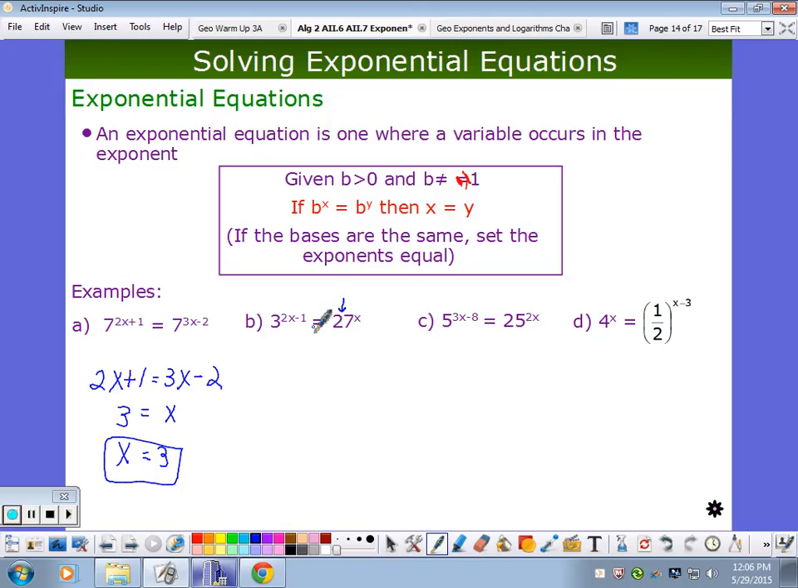Sorta, yeah. 3 cubed. 27 equals 3 cubed, doesn't it? So why can I make this substitution? I'm going to leave this one the same. Instead of writing 27, I'm going to write 3 cubed, and I'm going to raise that to the x power.